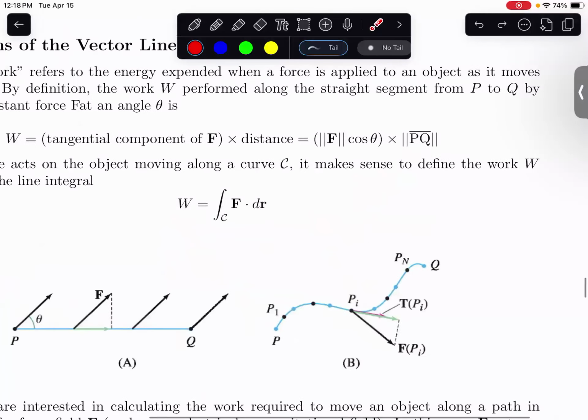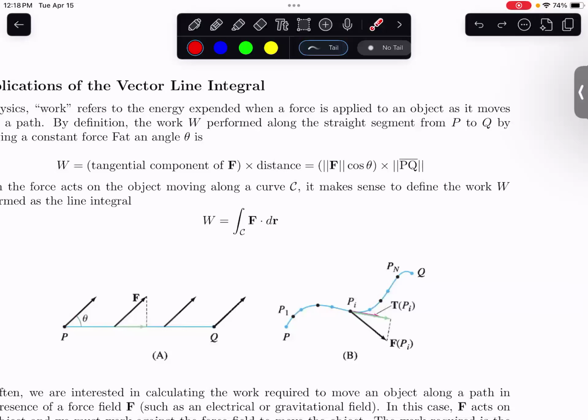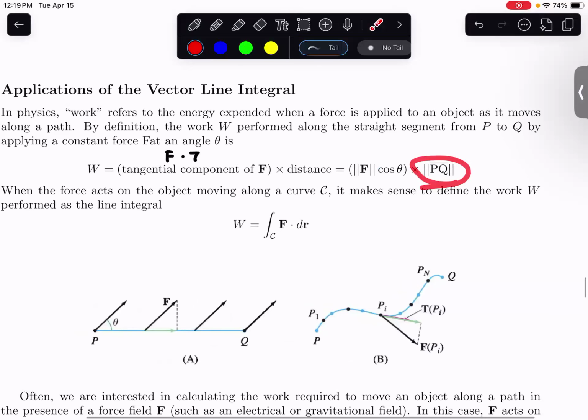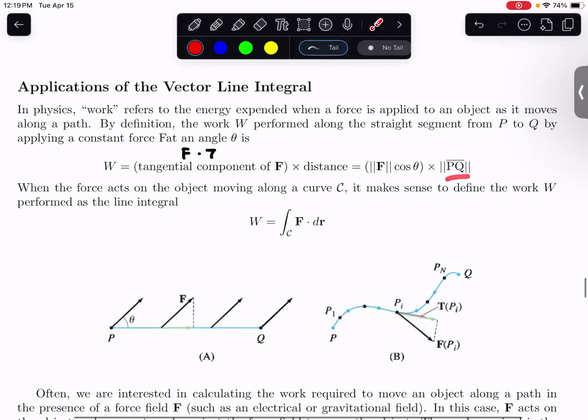Okay, you don't have to have a great understanding of this, but how work is computed is it's the tangential component of F times the distance. Again, the tangential component of F is the dot product of F with the unit tangent vector. And so we can rewrite this dot product as the magnitude of F times cosine theta. We did this derivation yesterday. And then this is multiplied by the magnitude of this line segment. If we're going to be doing integration, we're going to be considering smaller and smaller line segments until they get infinitesimally small, and then we'll do a Riemann sum.